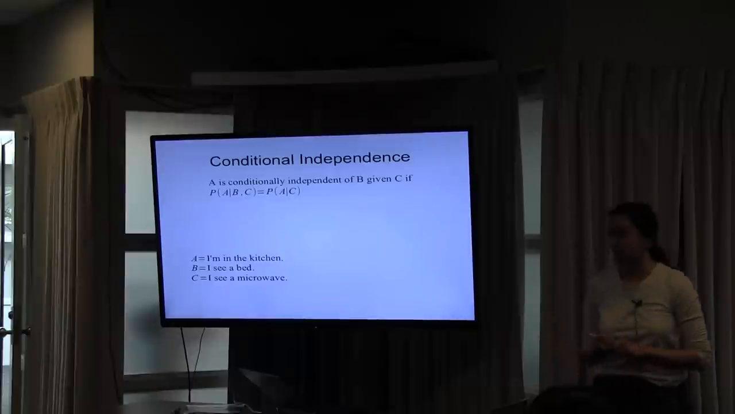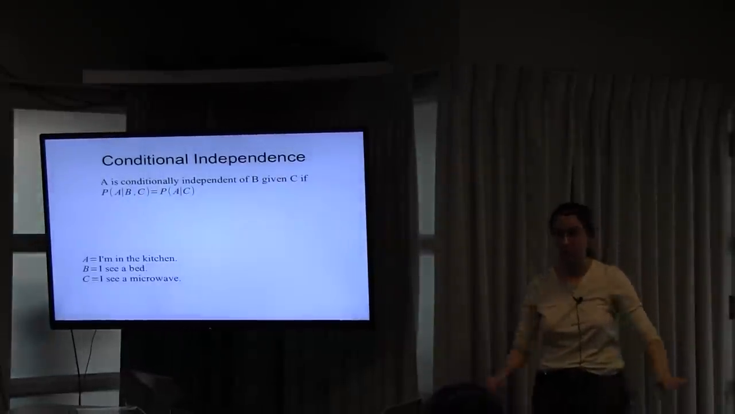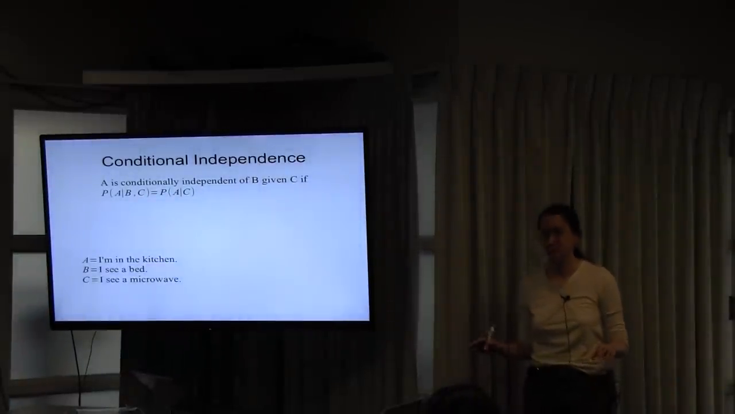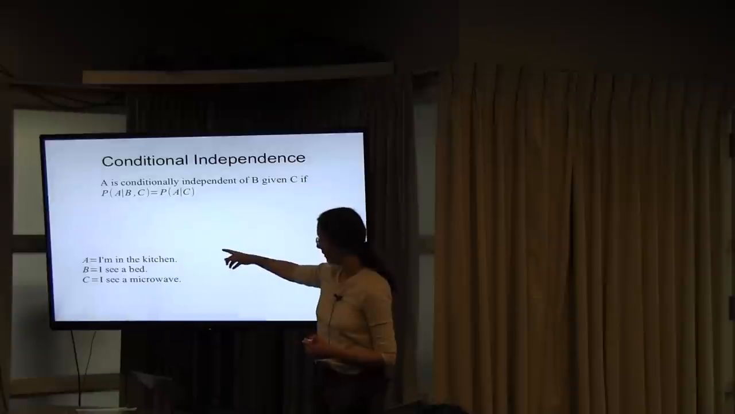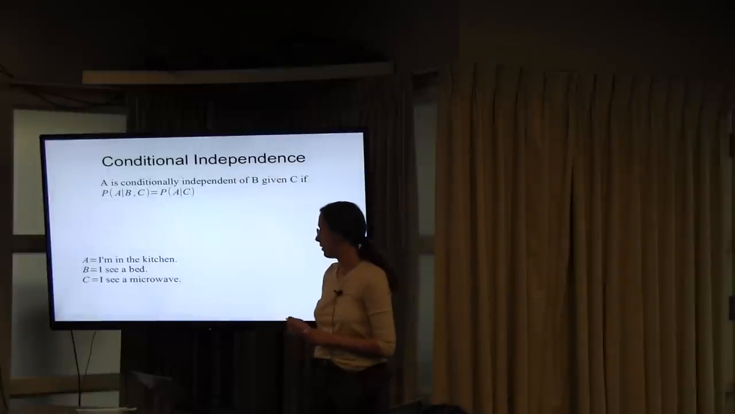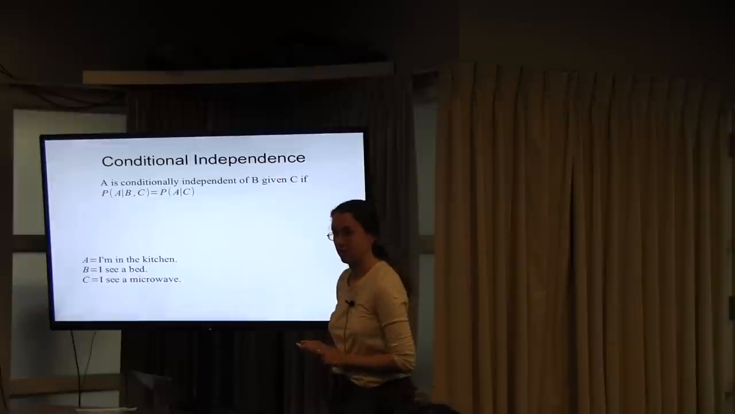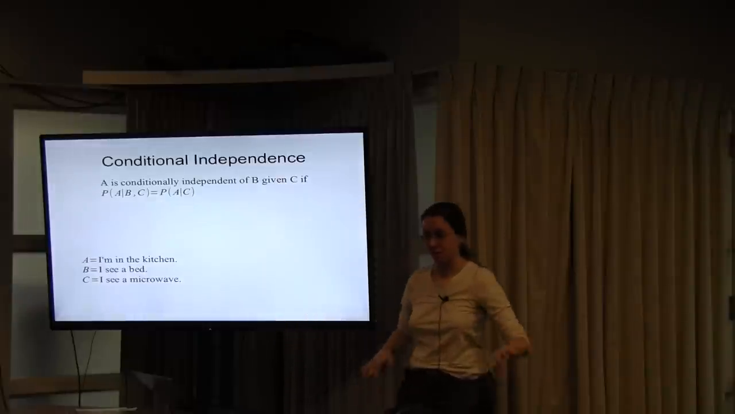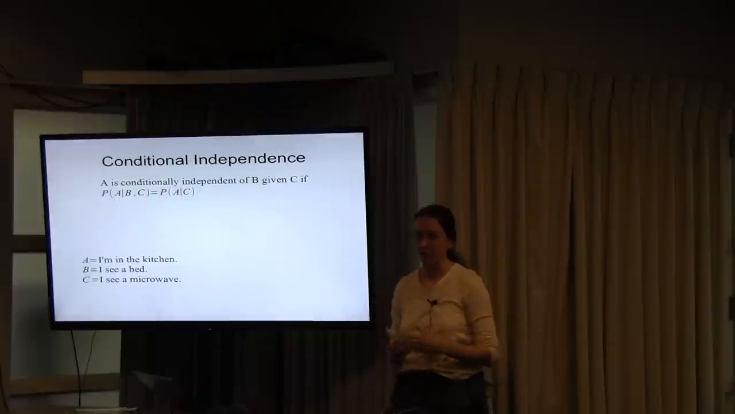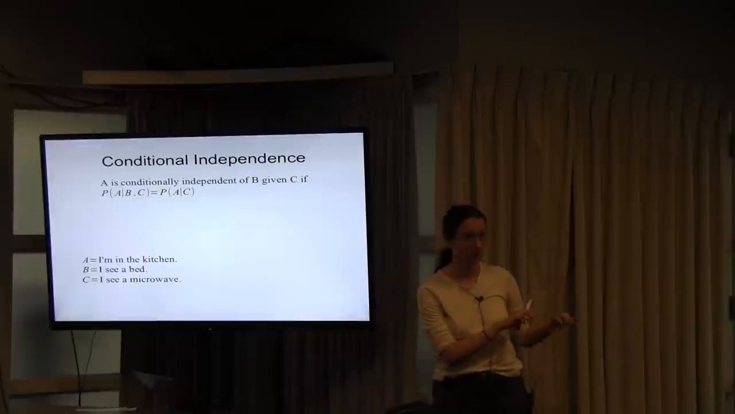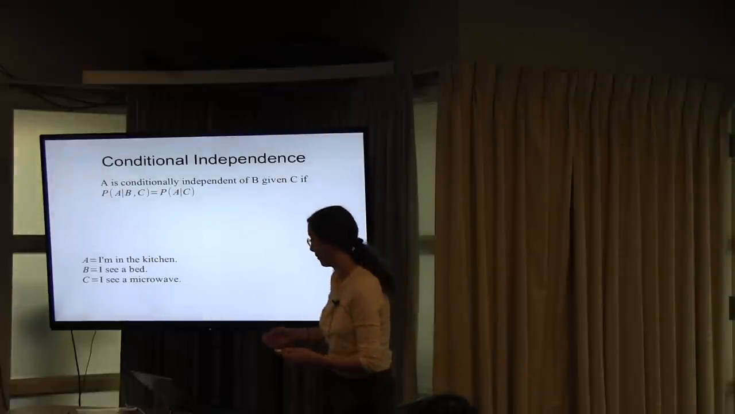If I don't know C, they can be dependent on each other. But if I know C, suddenly they become independent. Okay? So this is important, but maybe a little confusing. For example, if I'm in the kitchen, whether I see a bed and whether I see a microwave only depends on whether I'm in the kitchen or not. If I'm in the kitchen, that tells me the probability that I'll see the bed and the probability that I'll see the microwave. If I don't know if I'm in the kitchen, they're correlated, right? Maybe if I see a microwave, I'm probably in a kitchen and I'm not going to see a bed. So they're not independent by default without knowing whether or not I'm in the kitchen. But as soon as I know I'm in the kitchen, I can make the assumption that they're independent.